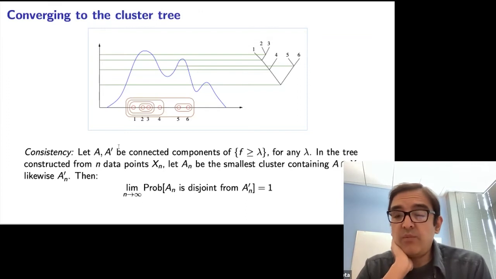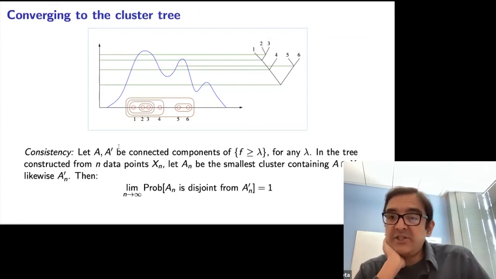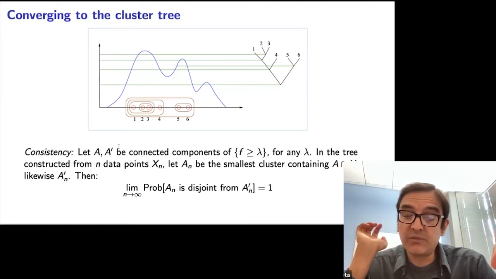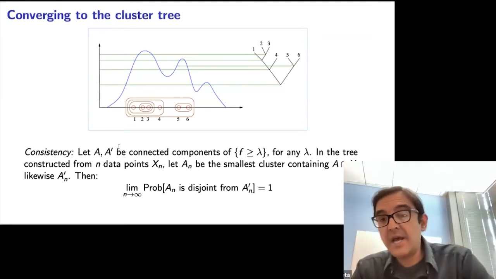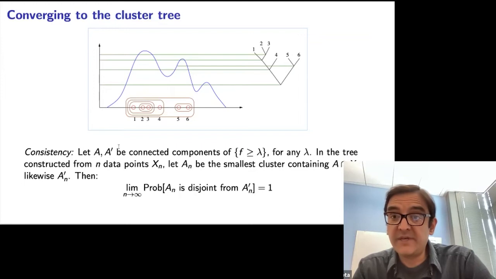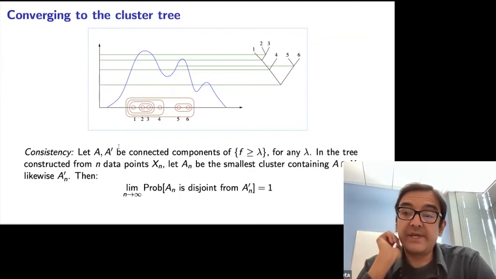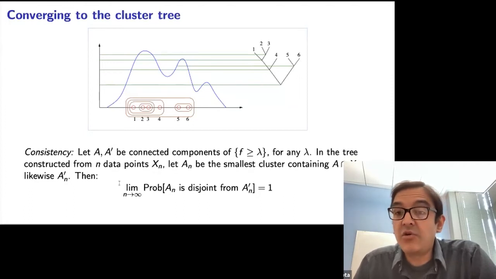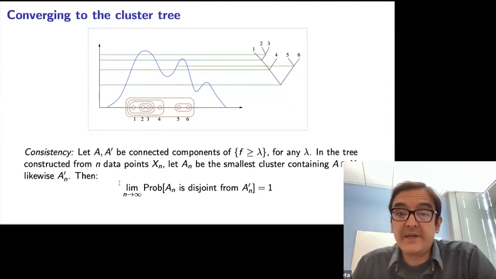The property we want is that there should be some subtree that contains all the points in one cluster, and another subtree, disjoint from the first, that contains all the points in the second cluster. And in fact, we just need that to hold as n goes to infinity.